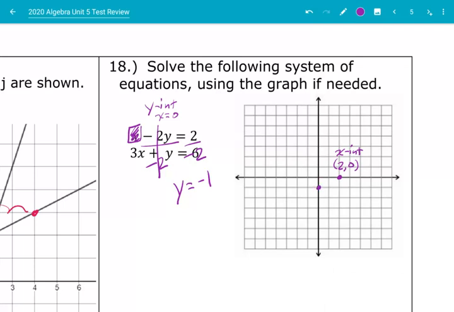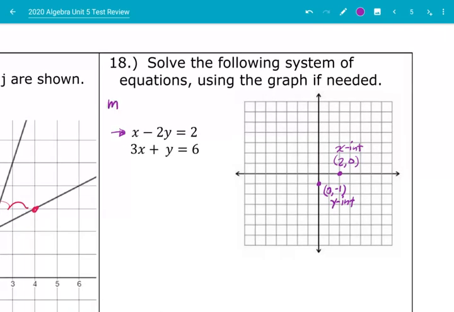0, -1 for the y-intercept. So, erase all this. Our first equation has these 2 points, and just to make sure, we know that the slope equals negative a over b. So that's negative a is 1, and b is a minus 2, so that is a positive 1/2. So our slope is up 1 and over 2.